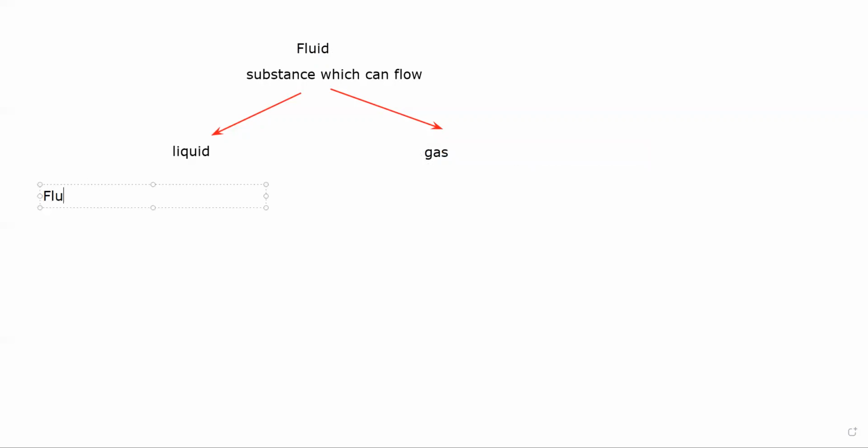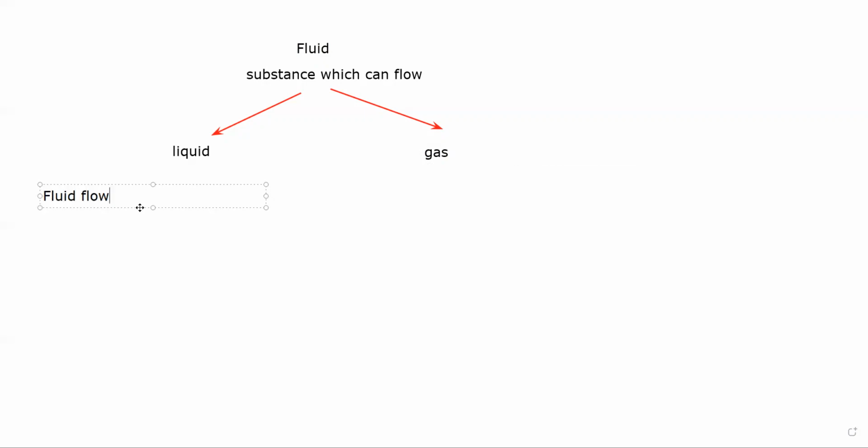So our new topic is fluid. Fluid means a substance which can flow. So both liquid and gas refer to fluid because both of them can flow. Liquid is a fluid, gas is also a fluid, because both of them can flow. Then there are fluid flows.